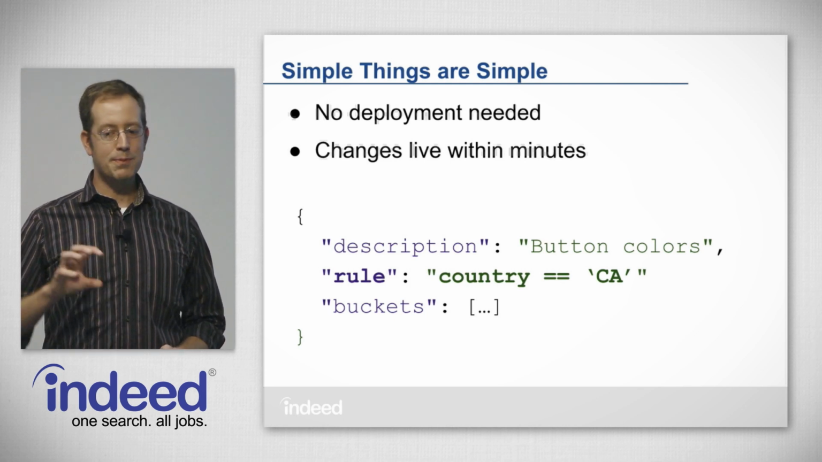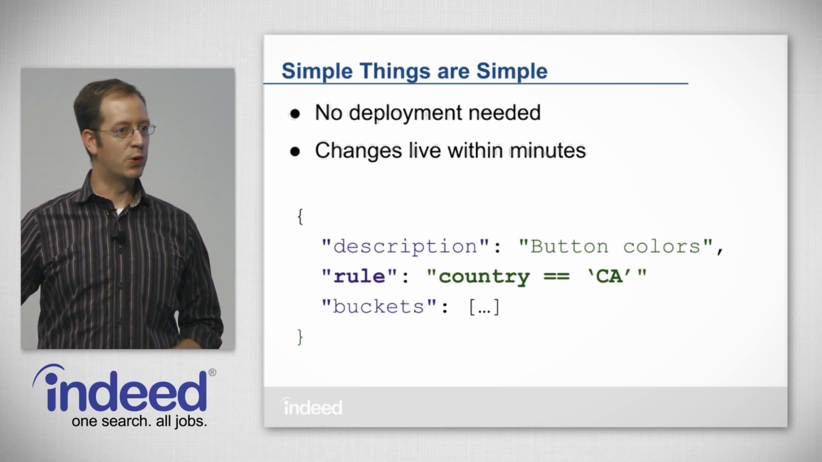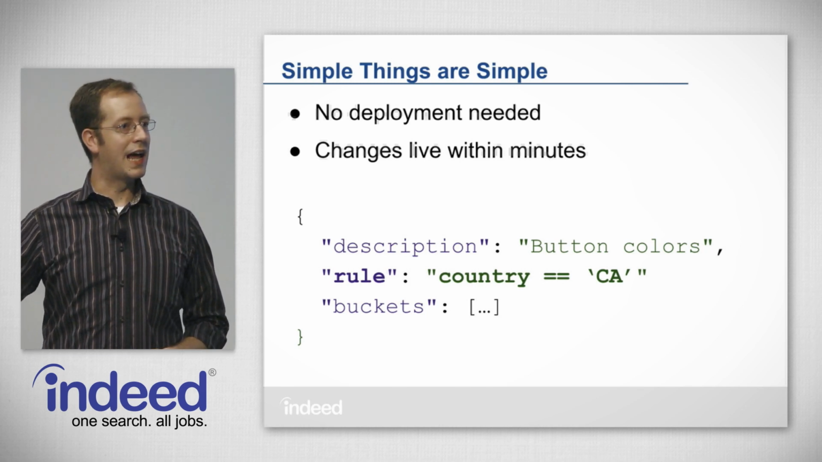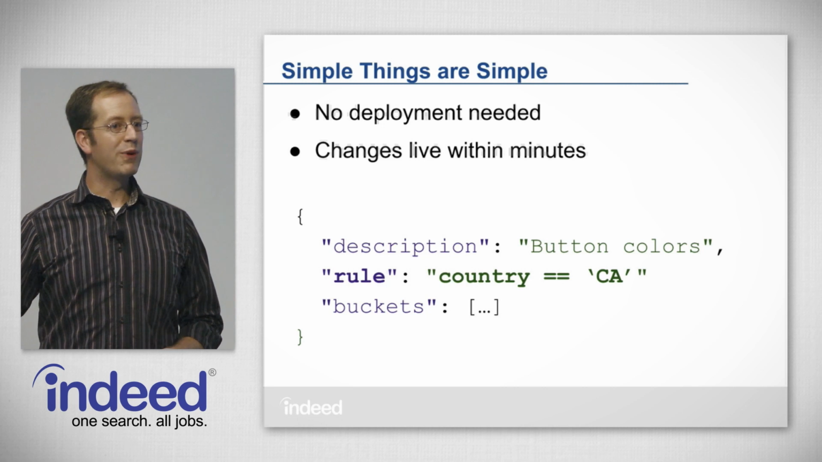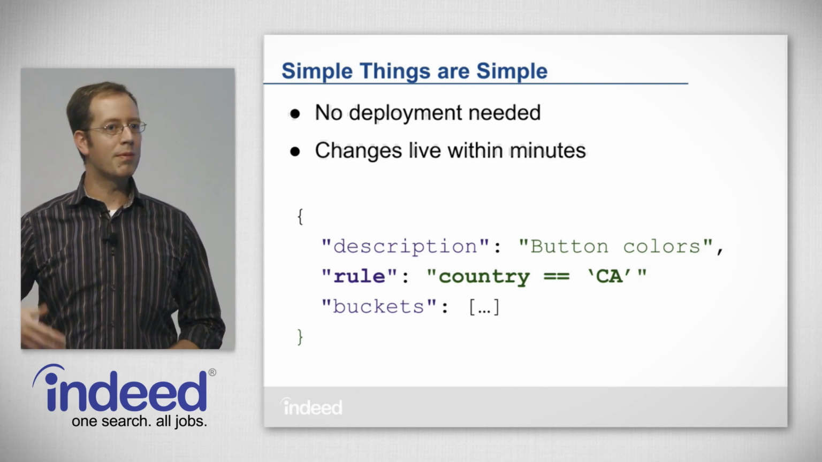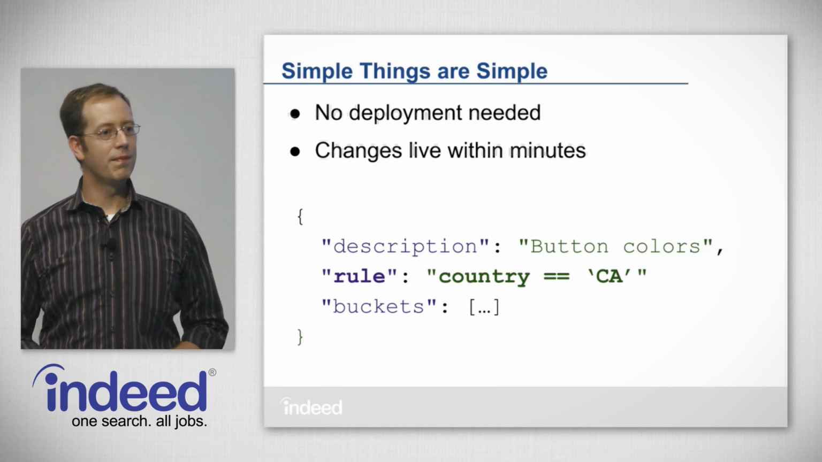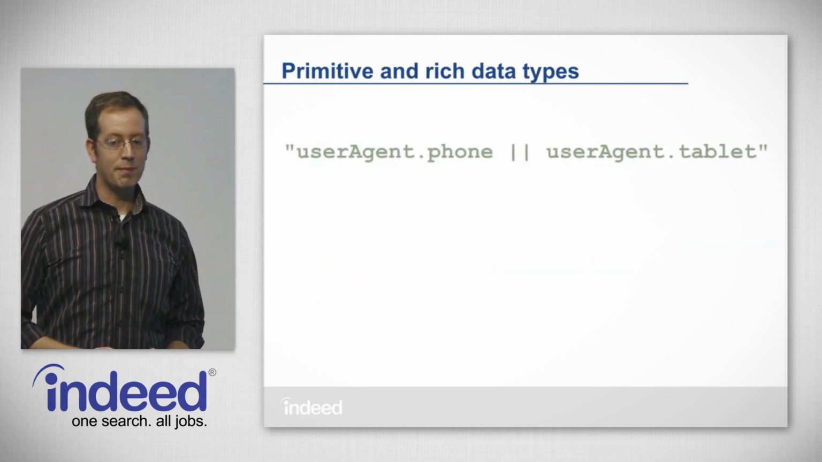This rule is part of the test definition back in the global pool, meaning that we can change this rule at any time and have it change live worldwide within minutes. If we have a fairly simple rule, like this only applies to Canadian users, country equals CA, yes or no? We can do a little more complicated things.